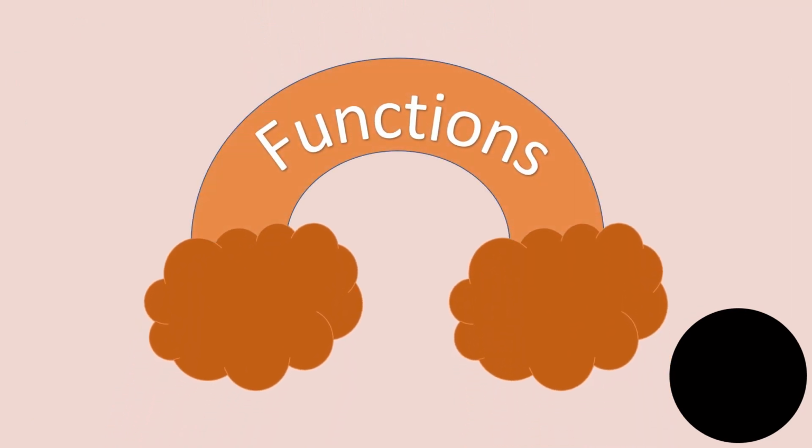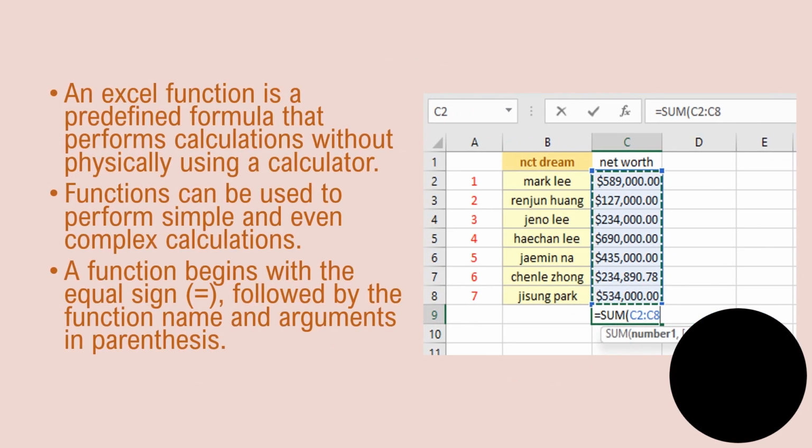Functions. An Excel function is a predefined formula that performs calculations without physically using a calculator. So functions can be used to perform simple and even complex calculations. A function begins with the equal sign, followed by the function name and arguments in parentheses.